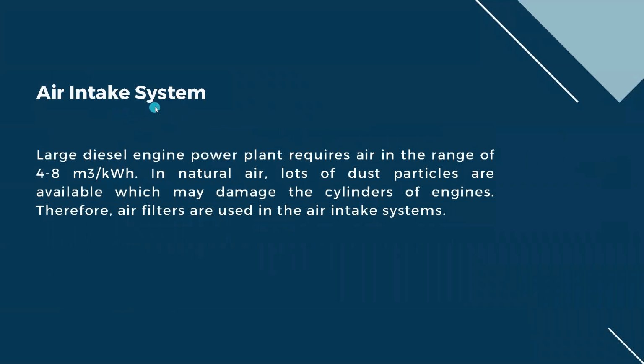Air intake system. A large diesel engine power plant requires air in the range of 4 to 8 cubic meters per kilowatt-hour. In natural air, lots of dust particles are available which may damage the cylinders of the engine. Therefore, air filters are used in the air intake system.